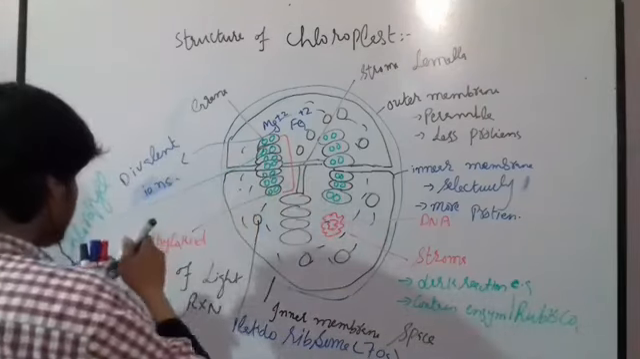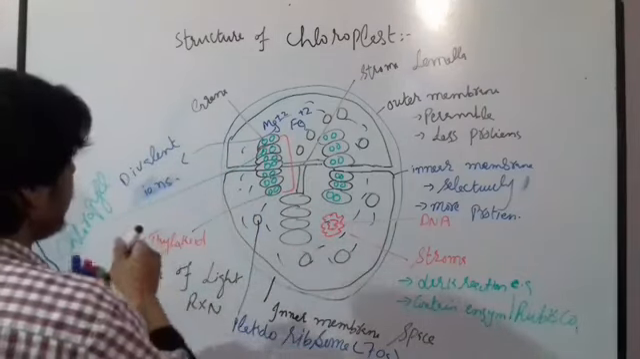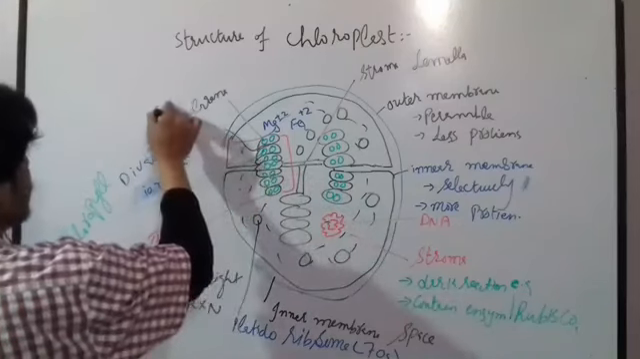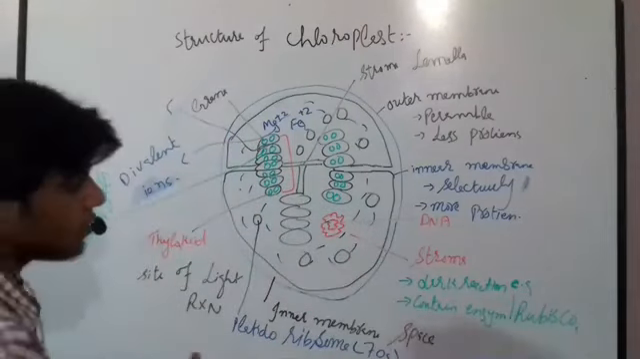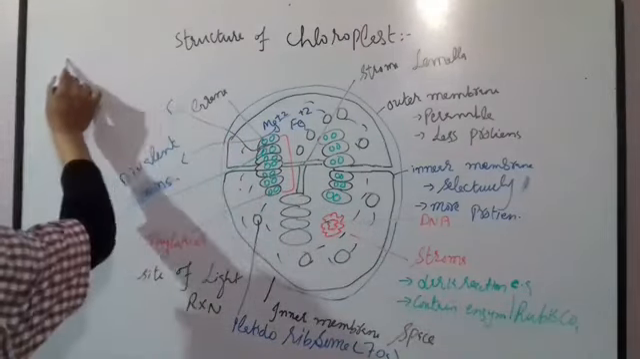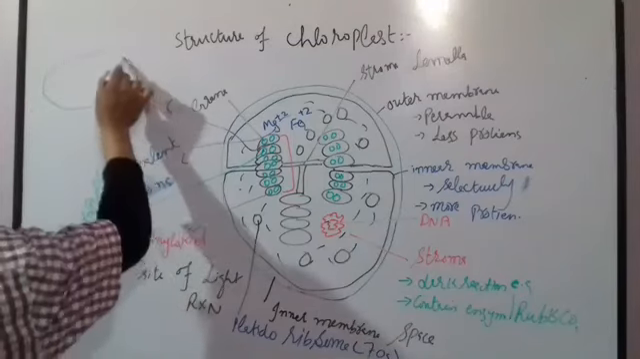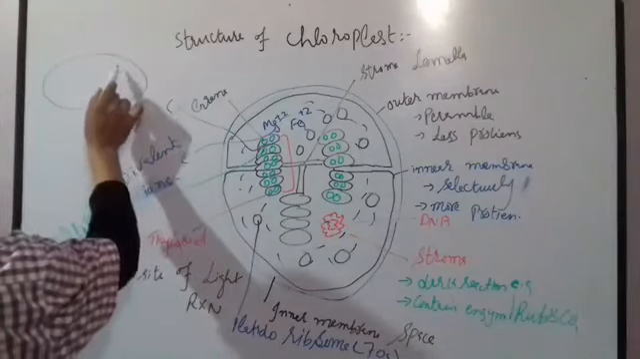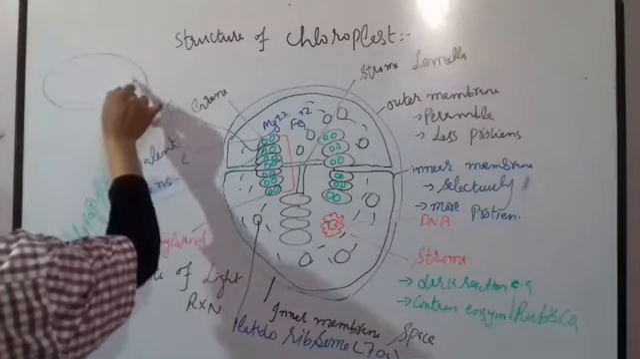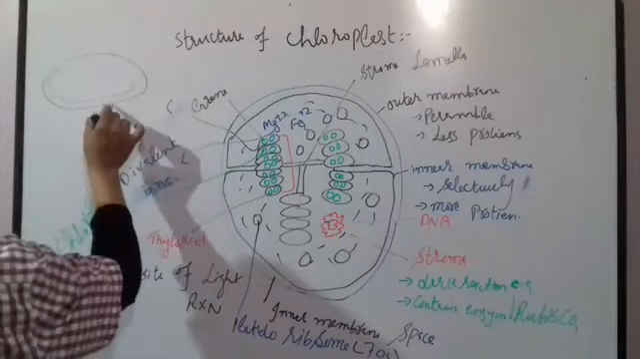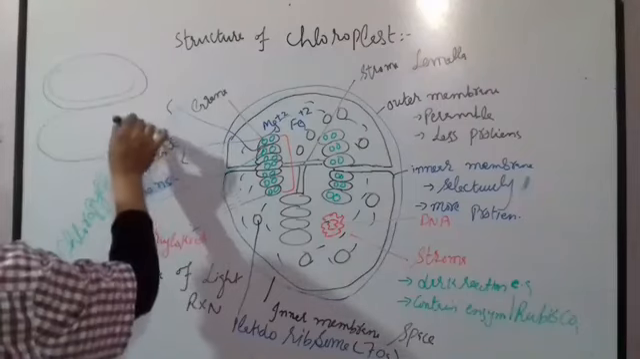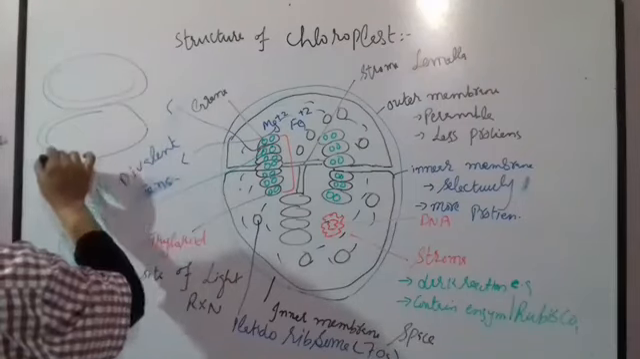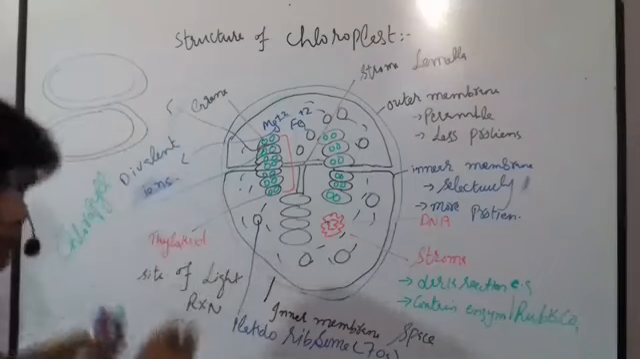If we take one portion of the thylakoid, let's suppose this is the first thylakoid membrane. This is the first thylakoid, and this will be the second one. So let me draw another thylakoid. Collectively we call that Grana.